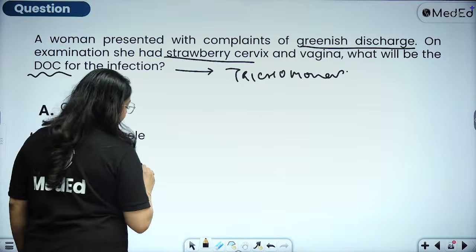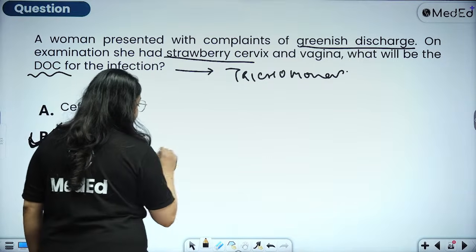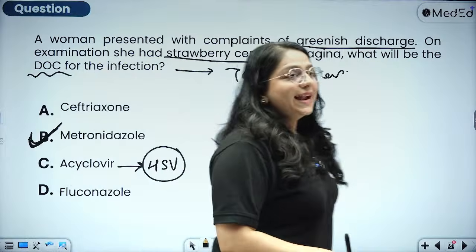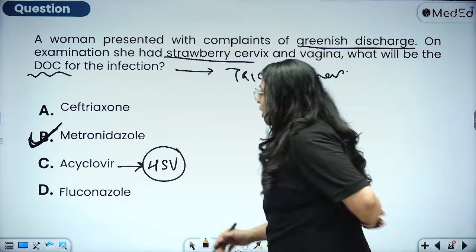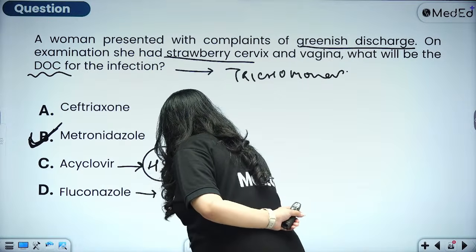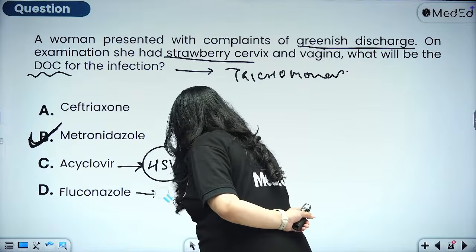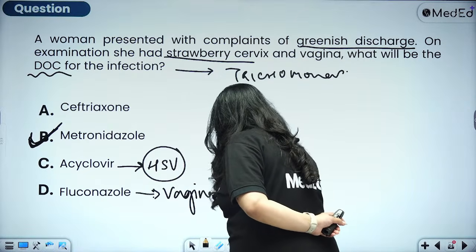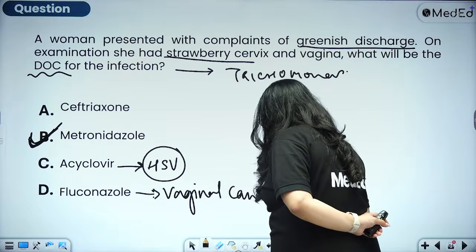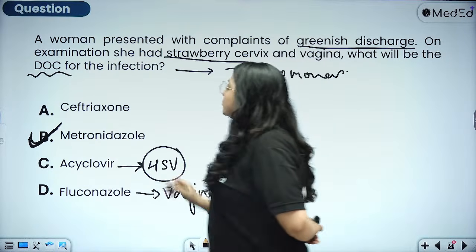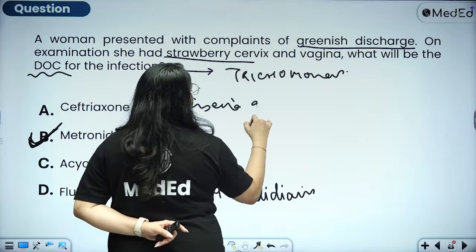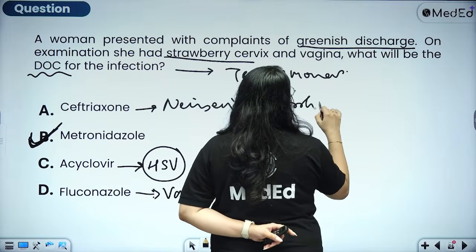Acyclovir you will give for what? Herpes simplex. All human herpes, 1. Letter A, it is acyclovir. Fluconazole you will give for what? Candida. So vaginal candidiasis. Ceftriaxone you will give for what? Neisseria gonorrhoeae. Okay.